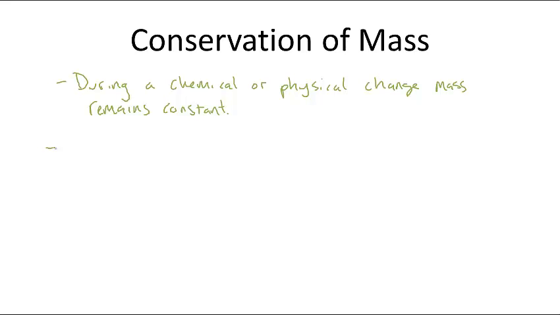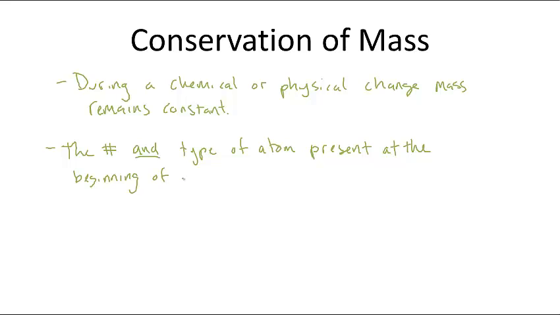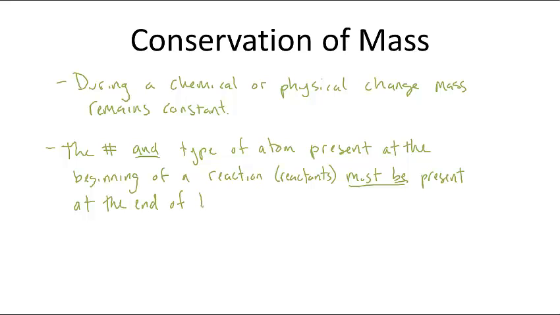Therefore, and this is the key point to conservation of mass and why we're doing a whole lesson on it when I could have just told you briefly, the number and type of atom present at the beginning of a reaction, remember, these are called the reactants, must be present at the end of the reaction, which is what we call the products.